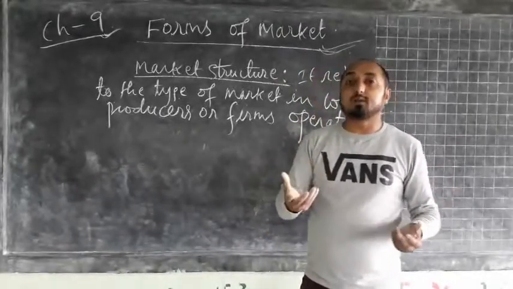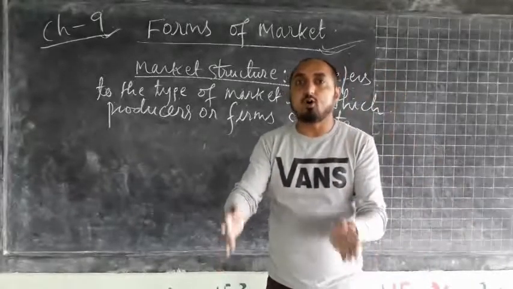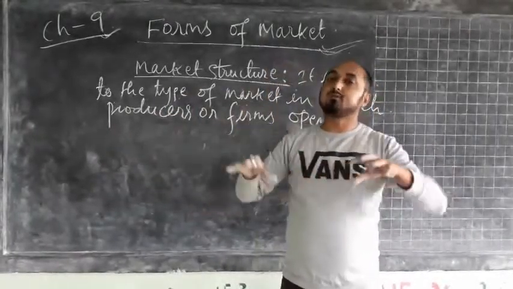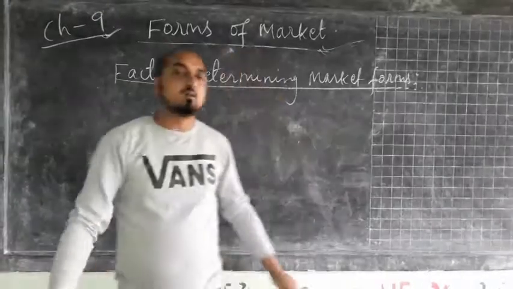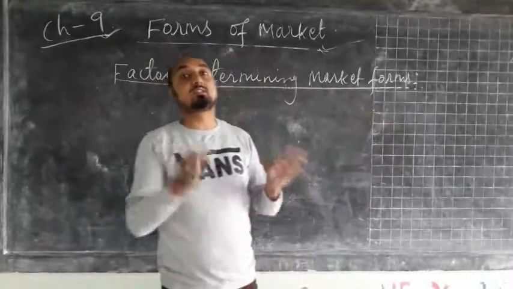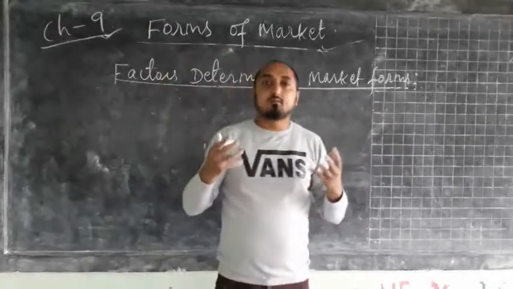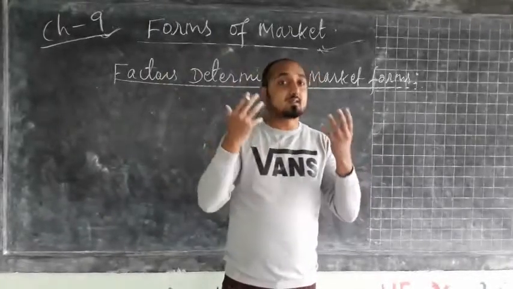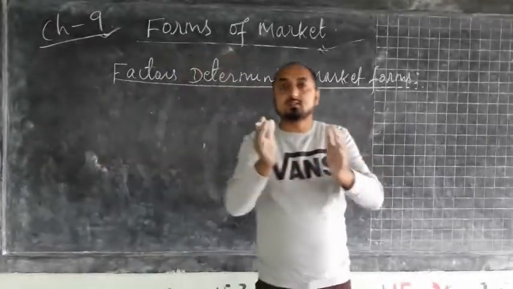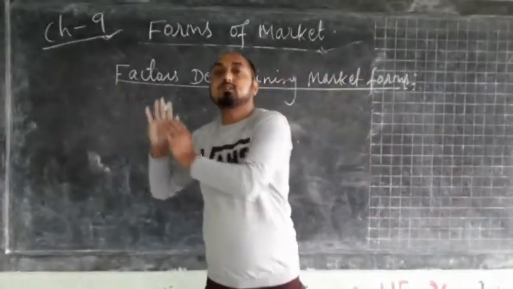So depending on the competition, we can say that the market structure is competitive or non-competitive, and on the basis of that we can classify the different types of market. The next topic is factors determining the market forms, meaning how we can distinguish one market from the other. There are various characteristics with the help of which we can see whether this market belongs to perfectly competitive, or monopoly, or monopolistic competition.